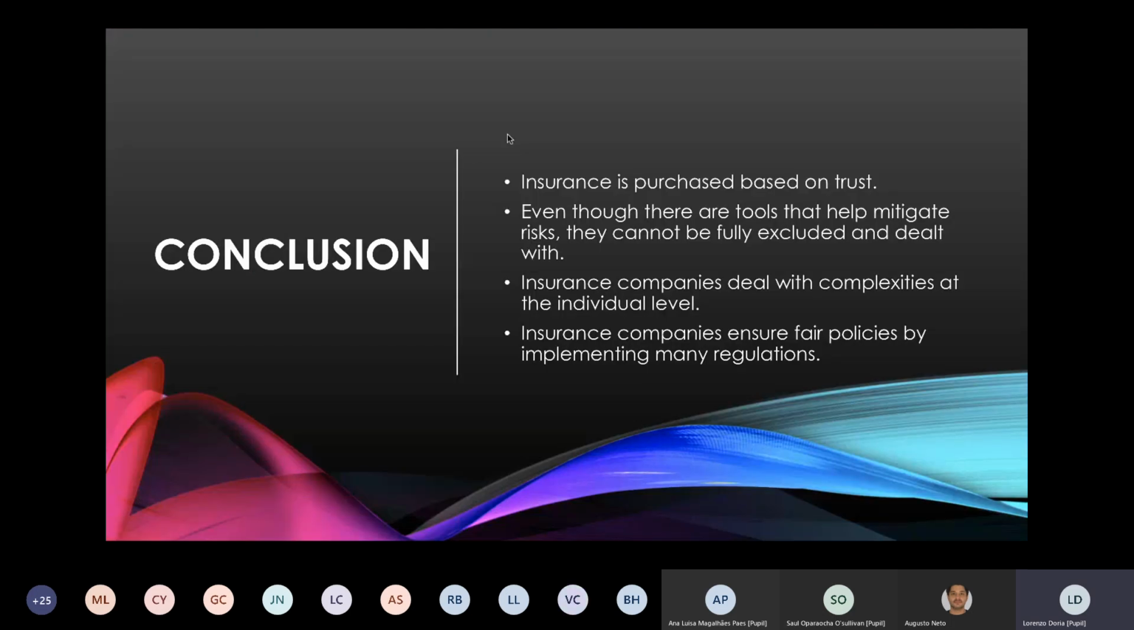So the conclusion is that insurance is actually a purchase based on trust. Even though there are many tools which help to separate and quantify risks, it really depends on the integrity of both parties so the system can actually work. So what happens nowadays is that insurance companies require many regulations and processes so that both parties don't feel they're in an unjust agreement, and therefore the system can work.